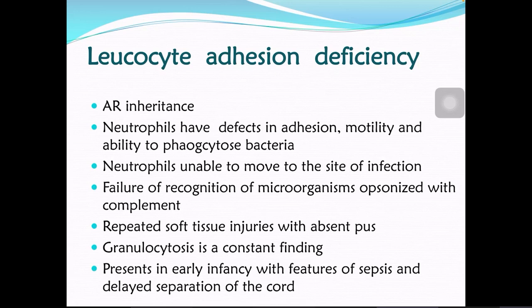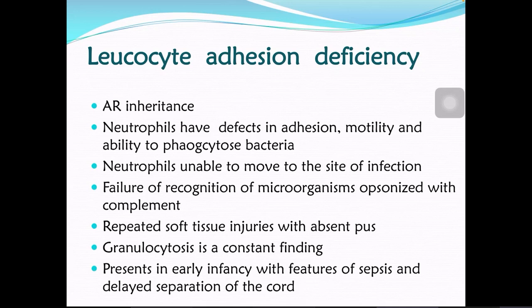If you go back in the history, you will find out that there has been a delay in the separation of the cord. So they can present with redness in relation to the umbilicus, even after the fall of the umbilical stump has been delayed. And they get recurrent infections of the skin, the mouth, the respiratory tract, and genital tract. Organisms that can cause infections include Staphylococcus, E. coli, Candida, and Aspergillus.